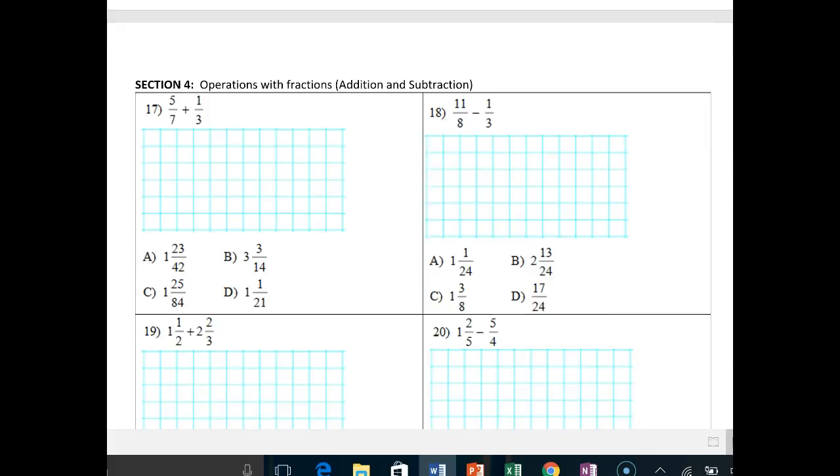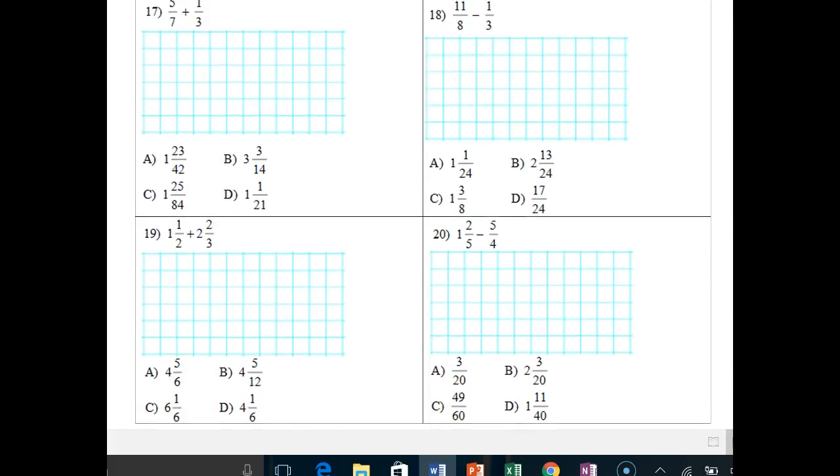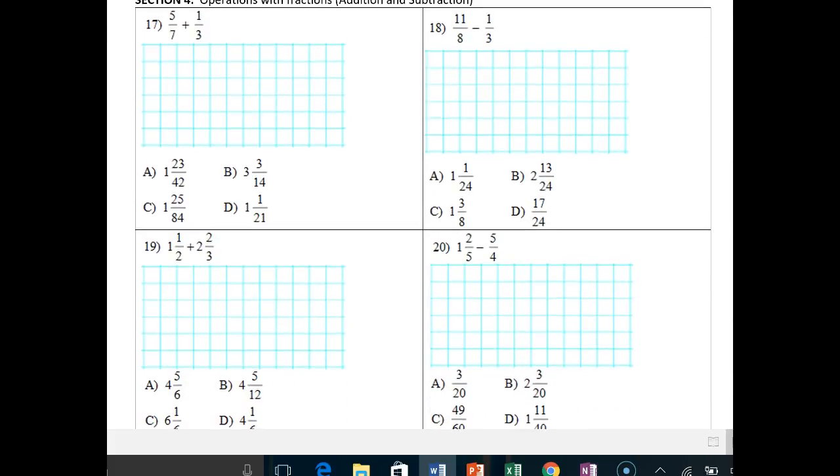Right. Adding and subtracting fractions. We're going to go ahead and try and find common denominators here. That's what we have to do when we add and subtract fractions. So I will start us off. So this will be 15 over 21 plus 7 over 21. That will give us 22 over 21. This is an improper fraction, so 21 goes into 22 one time, with 1 left over, so my answer is 1 and 1 over 21.